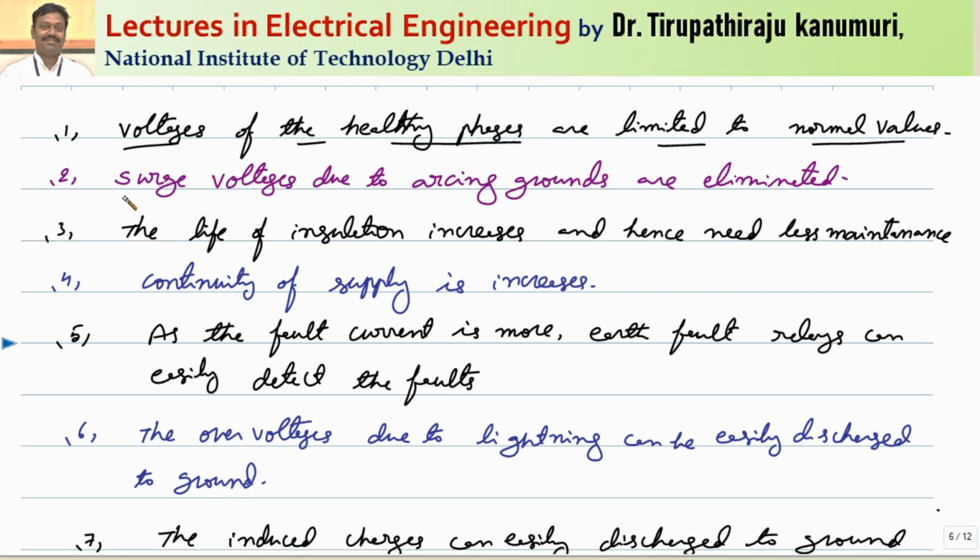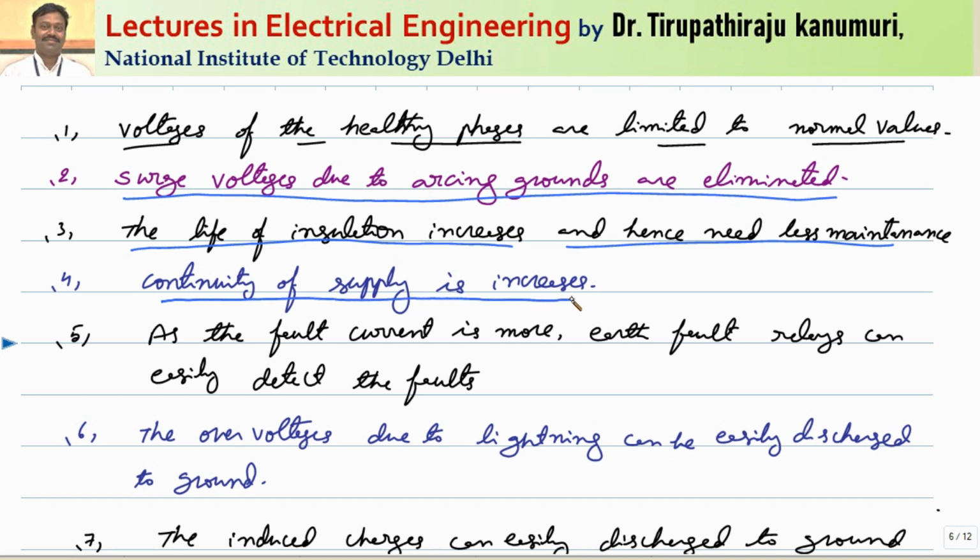Then the next one is that the surge voltages due to arcing grounds are completely eliminated. How the arcing grounds are eliminated, I am going to discuss in the coming topics. So the life of insulation is increased because arcing grounds are absent. So voltage surges are absent. So automatically the insulators are not strained. So automatically the life of the insulation increases, and hence less maintenance is required. Then, as the maintenance is less and the insulators are not affected, the continuity of supply is increased in the system. And as the fault current is more, the earth fault relays can easily detect the fault. Even the fuses can also operate easily.